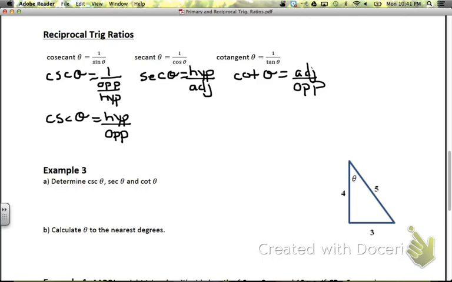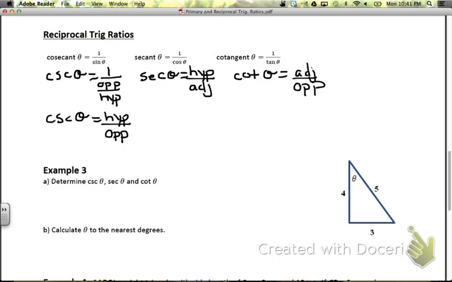So now let's use that for example 3. And let's determine what cosecant, secant, and cotangent are. So we just need to actually do the ratio. We don't actually need to solve for theta here.